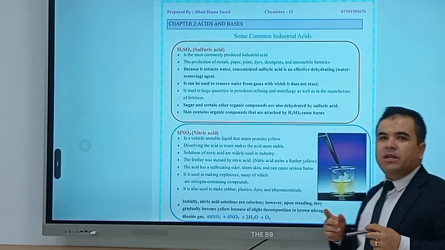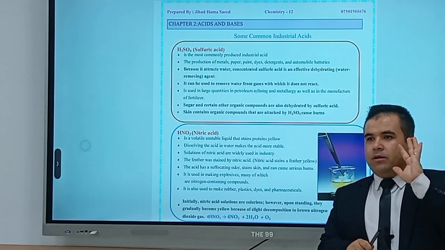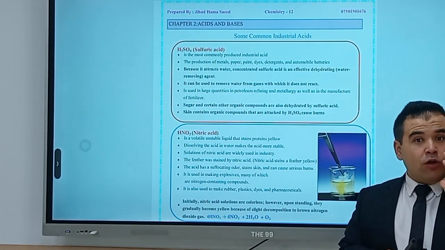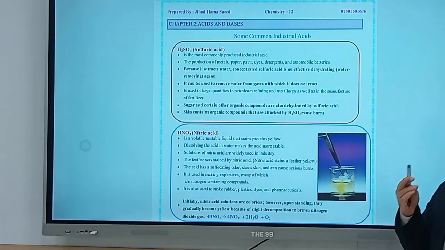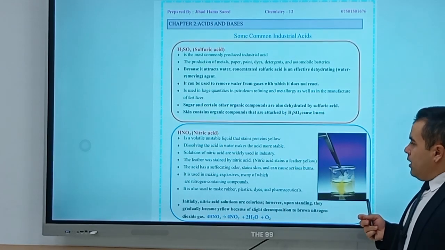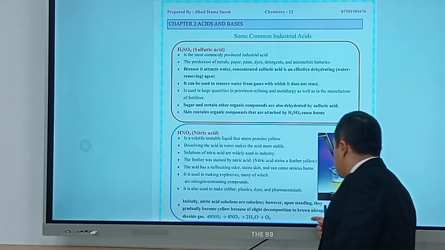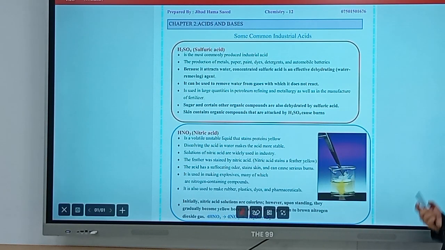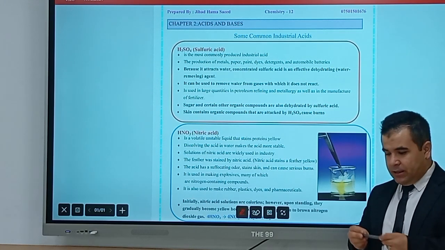Guys, here we have got some industrial acids. Usually, almost 5 acids in our curriculum talked about the properties of 5 industrial acids. These are the acids that are commonly used in industry, and then we'll be talking about the property of each of those acids and the application as well.